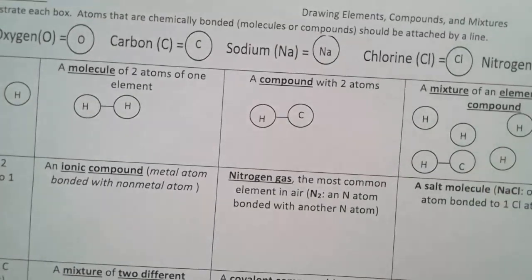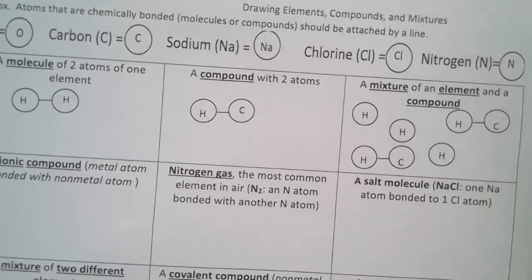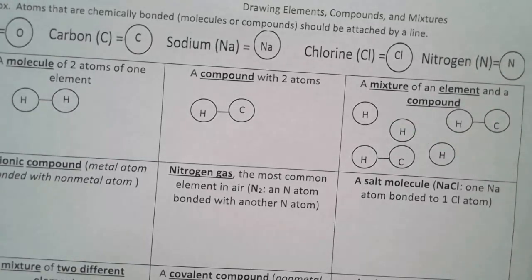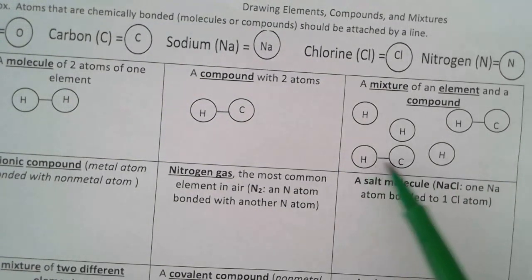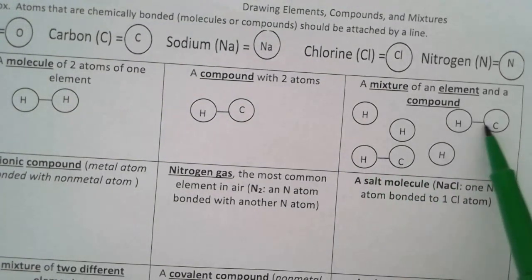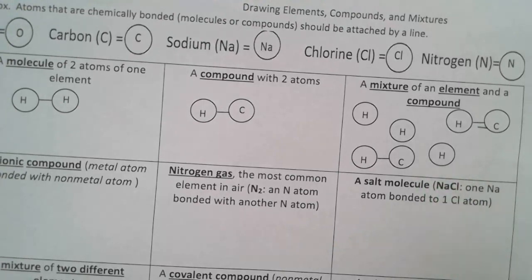A mixture of an element and a compound. So here's my element, hydrogen. Here's hydrogen and carbon. Here's hydrogen and carbon lined together. These are chemically combined. And then there's another hydrogen.